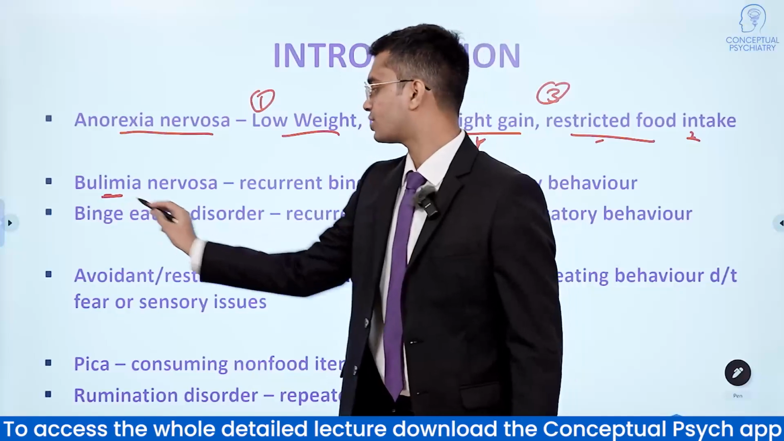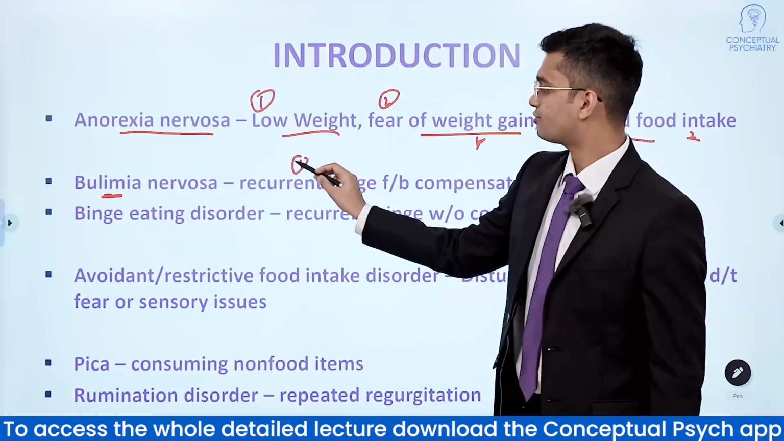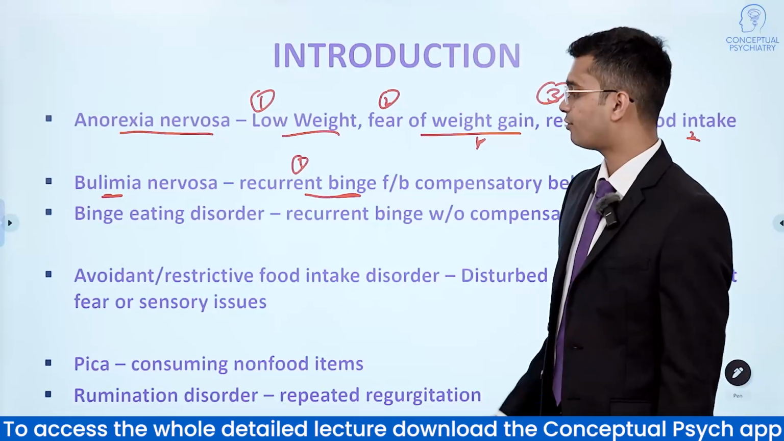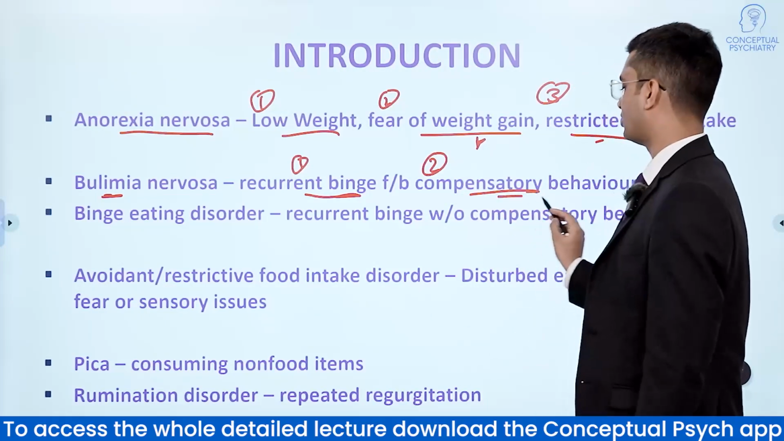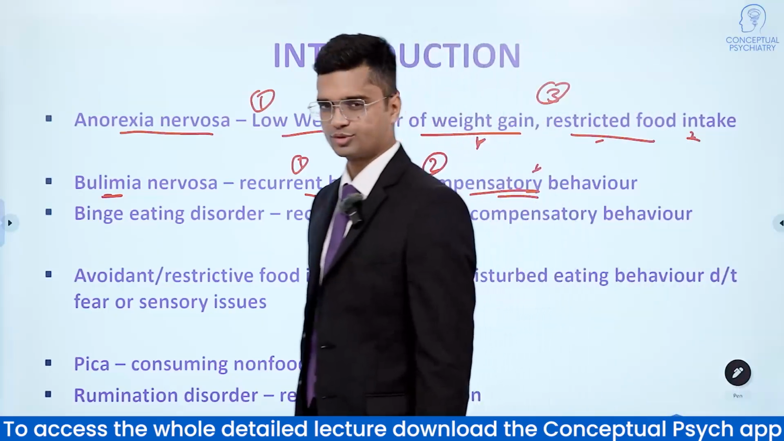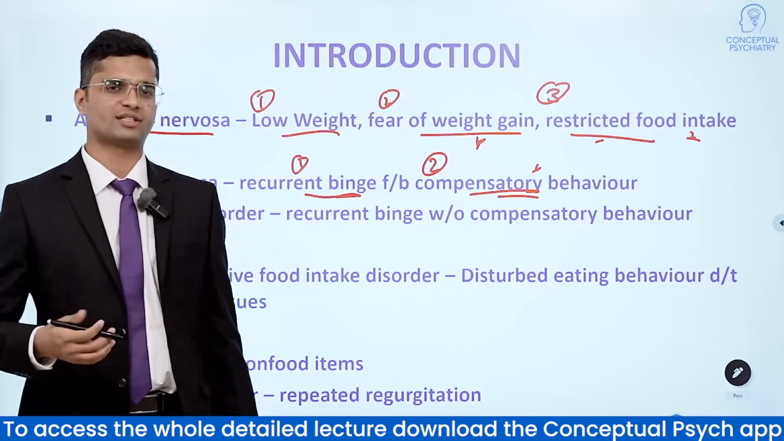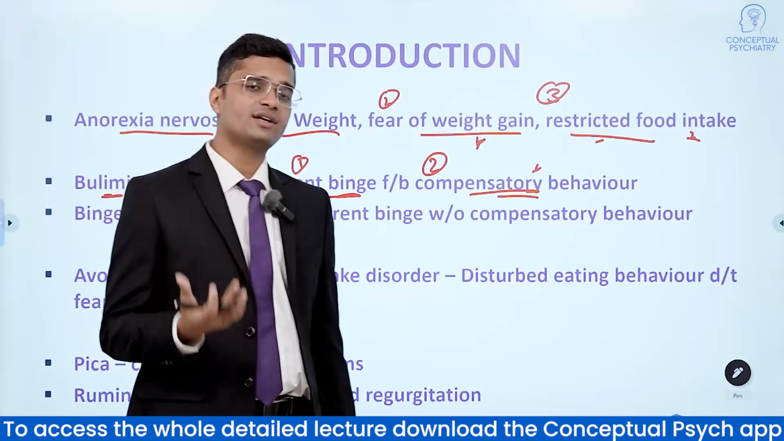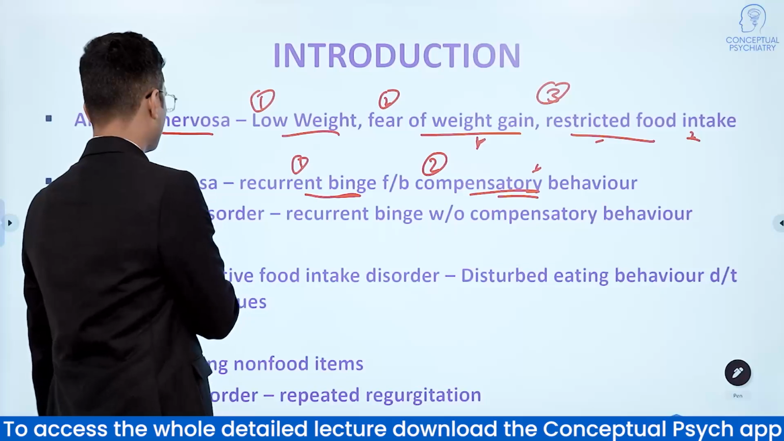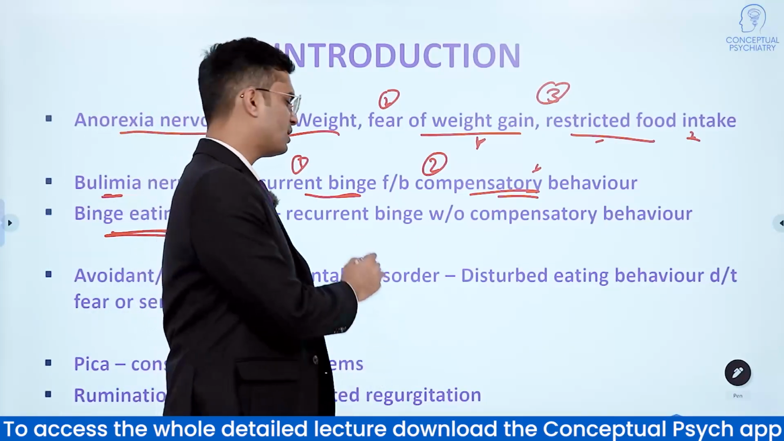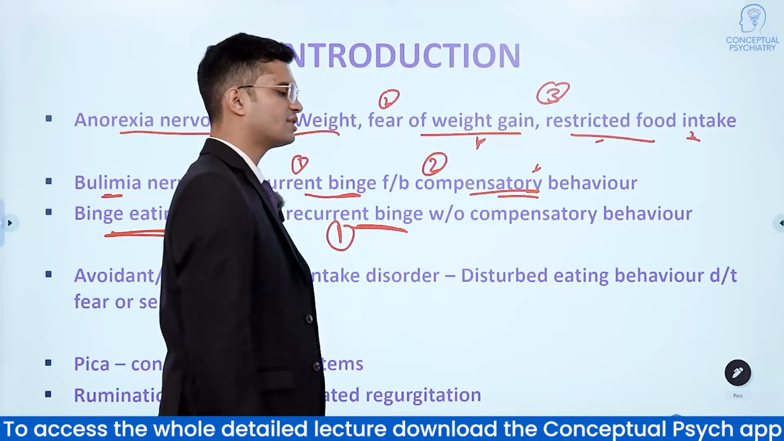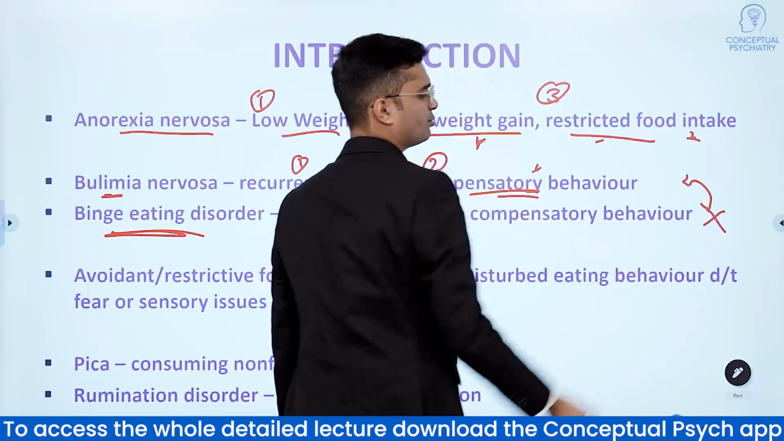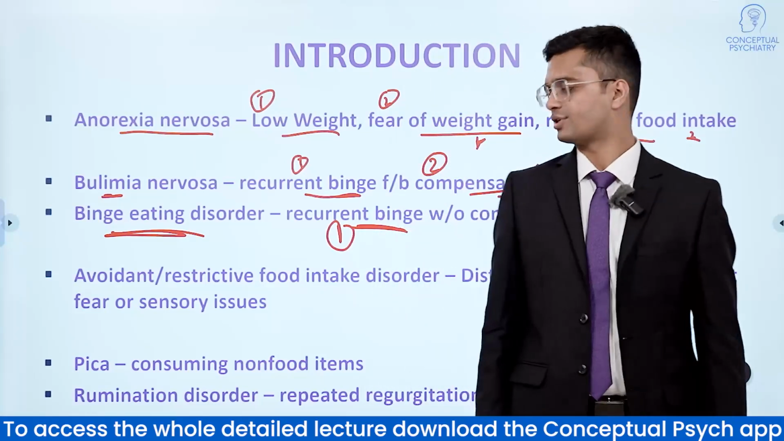In bulimia nervosa, the key feature is the presence of recurrent binge eating episodes that are followed by compensatory behavior, in terms of excessive dieting, fasting, or purging in the form of vomiting or diarrhea. A closely related disorder is binge eating disorder. In binge eating disorder, there are similar recurrent binges, but there is no compensatory behavior. This is the key difference between bulimia and binge eating disorder.